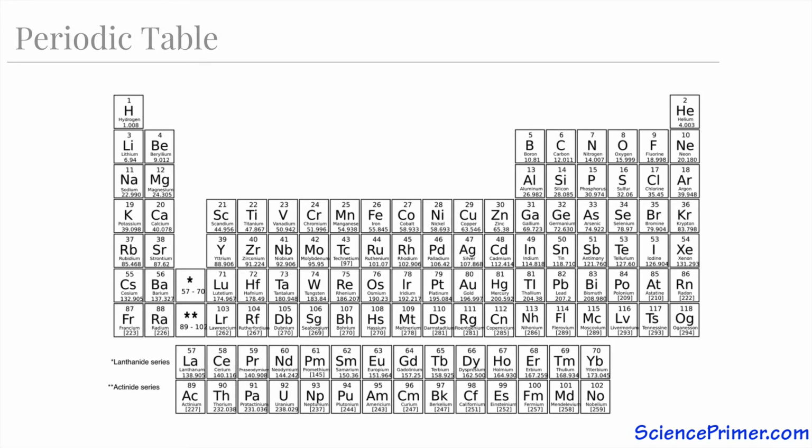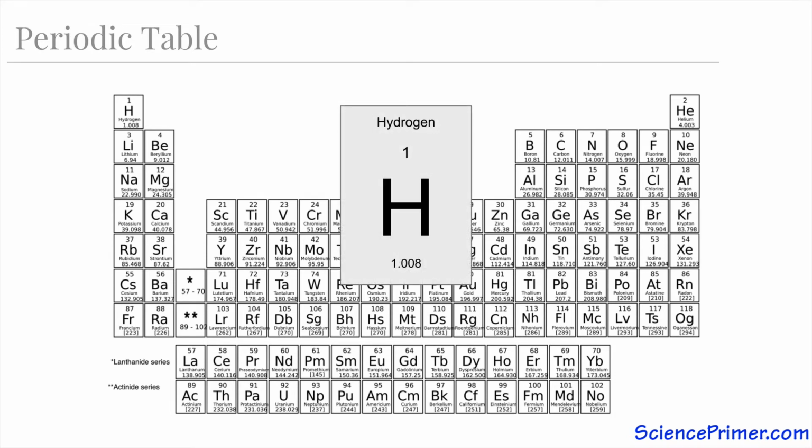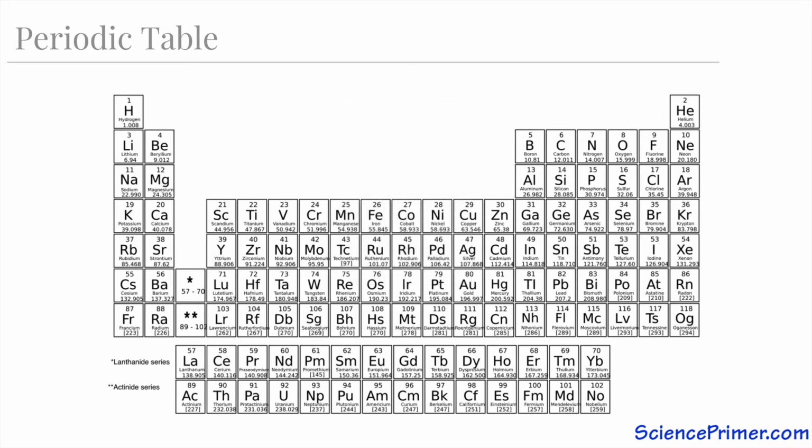Each element has a spot on the periodic table containing information about its name, number of protons, and mass. The elements are organized across and then down the table by the number of protons in the nucleus. Hydrogen has 1 proton, helium 2, lithium 3, beryllium 4, boron 5, carbon 6, and so on.